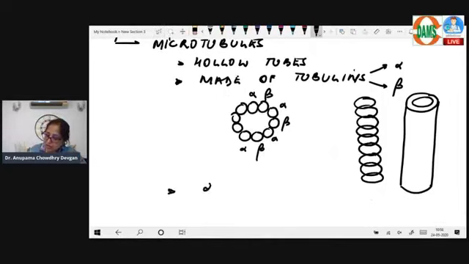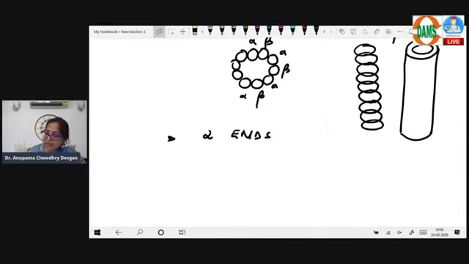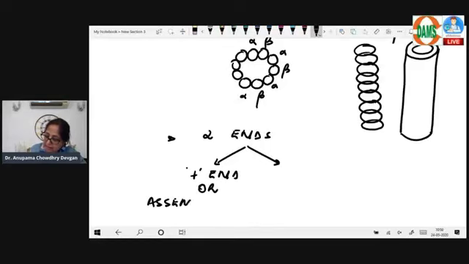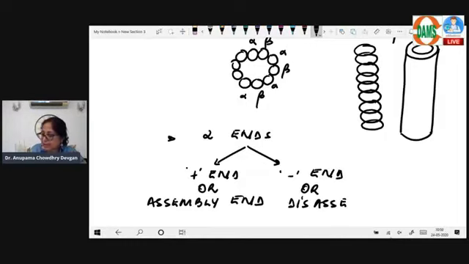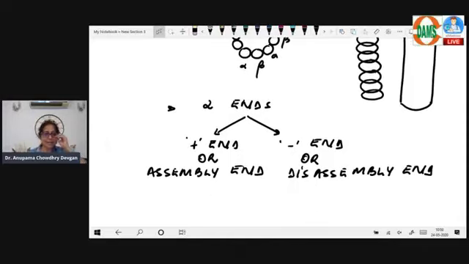A microtubule has two ends, and what are these two ends? The plus end, also known as the assembly end, and the minus end, also known as the disassembly end. The plus end is known as the assembly end, and the minus end is known as the disassembly end.